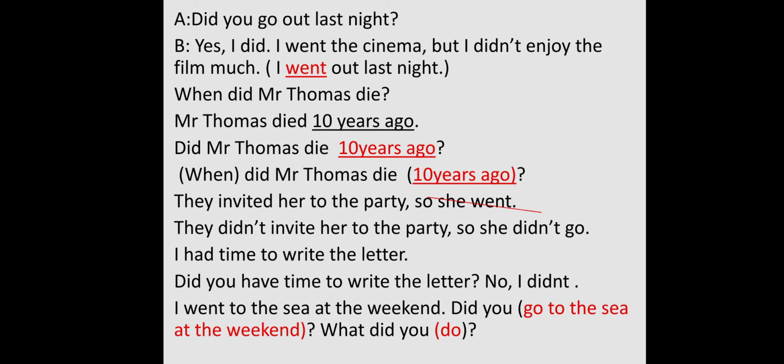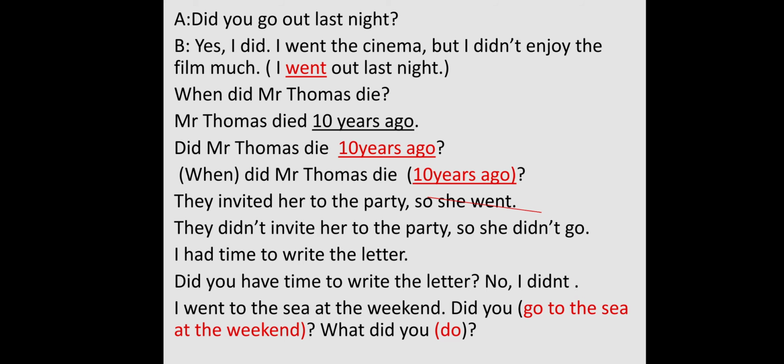Now, an explanation for the previous slide. If you look at A here, did you go out last night? Speaker B must say, yes, I did. Full stop. Then he must say, I went to the cinema, but I didn't enjoy the film much.